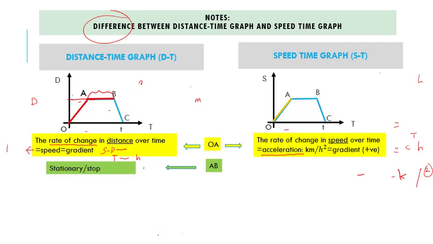Okay, but for speed time graph, what does AB mean? Here the speed is constant, no change in speed, so it is uniform speed. Yeah, here is uniform speed. Here is stop. Okay, next for BC.